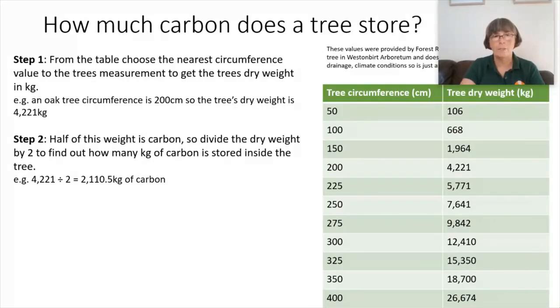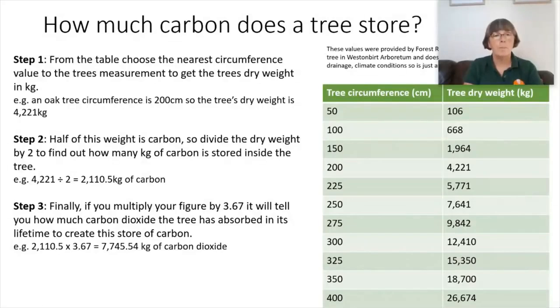We've not quite finished yet because we want to find out how much carbon dioxide that tree has absorbed during its lifetime, during the 100 years it's been alive. And we can do that by multiplying that final figure we have above by 3.67. And don't worry, we've done the calculation for you. So the amount of carbon dioxide stored and absorbed by an oak tree of 100 years old would be 7,745 kilograms, which is nearly 8 tonnes of carbon dioxide stored in that one tree. That sounds a massive amount, doesn't it?